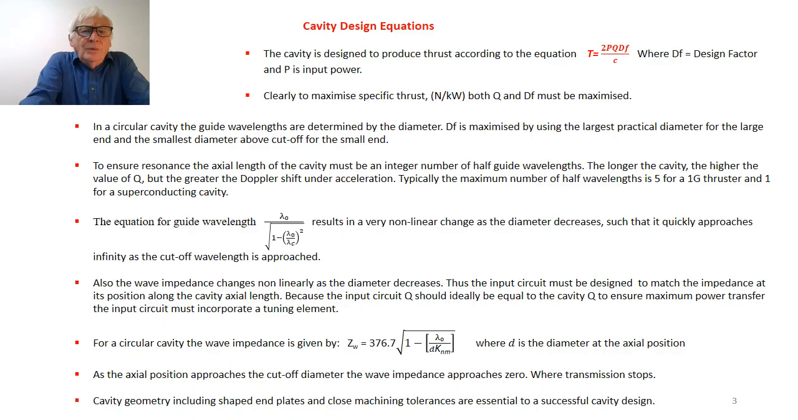is that the wave impedance changes. The wave impedance is a very important thing to calculate because you have to match the output impedance of your input circuit with the wave impedance of your cavity. Otherwise, you will never be able to actually get microwave power into the cavity itself. It will simply be dissipated in the input circuit, and this has happened in a number of experimental cavities that I've come across.